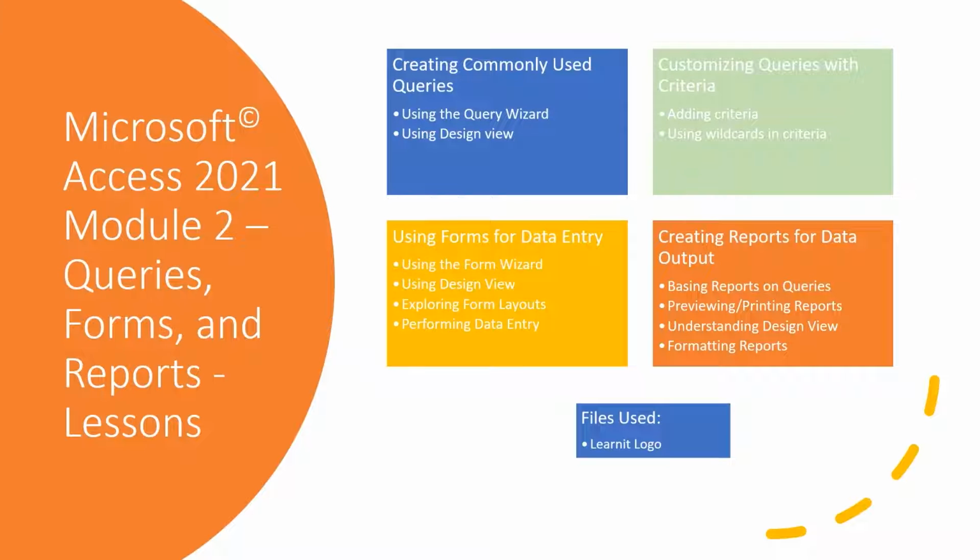So welcome to Module 2, Queries, Forms, and Reports. We have different lessons in this module as we did in the previous one. So we're going to get started by creating commonly used queries in a couple of different ways. You're going to be introduced to the query wizard and also how to create a query in Design View. After that, we're going to move on to customizing queries with criteria. So you'll learn how to add criteria to queries to limit the results, and also how to use wildcards in criteria. We'll then move on to using forms for data entry.